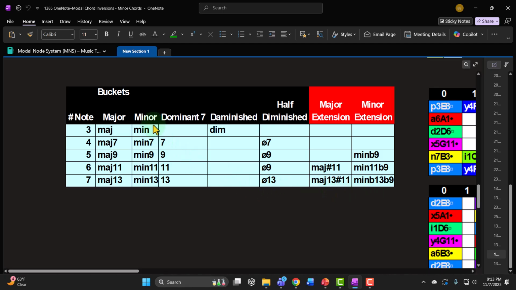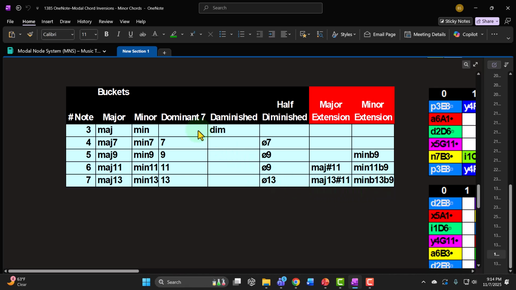And then in the minor bucket, you would expect these would be all of the notes from all the chords built off of the Aeolian node, or the Aeolian, Dorian, and Phrygian node. But it doesn't even fit all of the chords built off of the Aeolian node. And we're going to have, once again, some of them that are going to break out as we add notes into the minor extension bucket.